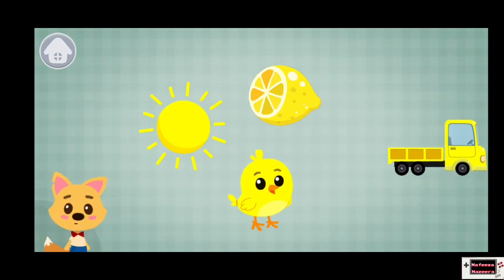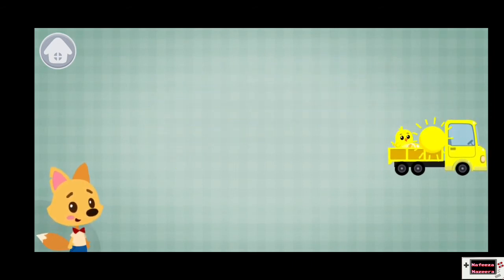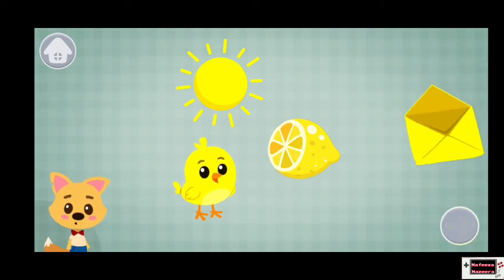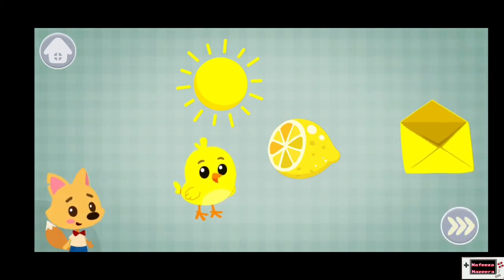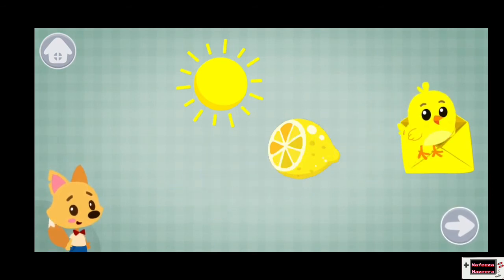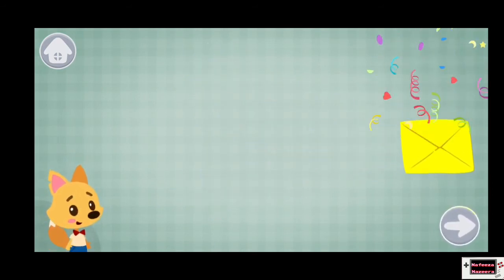It's Willie's birthday today. Let's make him a gift. Drag the yellow items into the yellow truck. Correct. Like this. Hooray! Drag the yellow items into the yellow envelope. Keep it up. Like this. Got it.